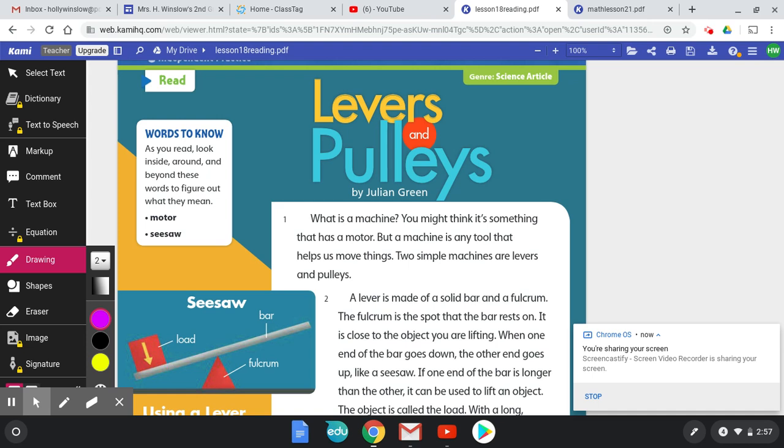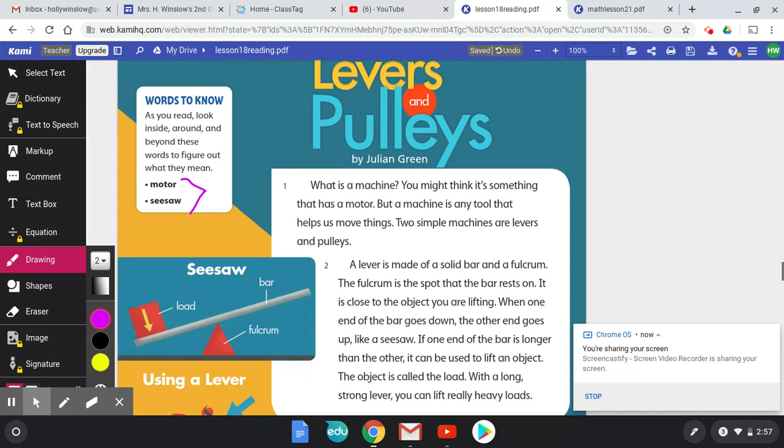Hey guys, so yesterday we discussed our article about wheels and axles, and now you're going to be getting prepared for your assignment that you'll be turning in to me. This article is about levers and pulleys. This is also another science article, and it talks about words to know, so make sure you pay attention to that.